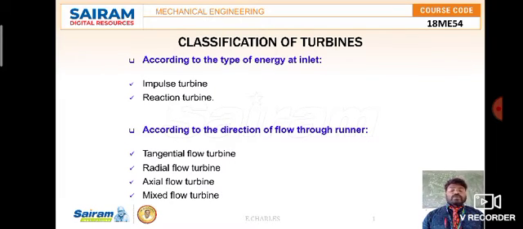Water coming in the tangential direction to the axis of the turbine shaft is tangential flow. If it comes and hits the turbine blade in a radial direction, it is called a radial flow turbine. If it comes and hits the turbine blade parallel to the axis of the shaft or rotor, it is an axial flow turbine. Sometimes there is a combination of both axial and radial, and that kind of direction is a mixed flow turbine. So the direction can be different, and based on that the names are given to the turbine.